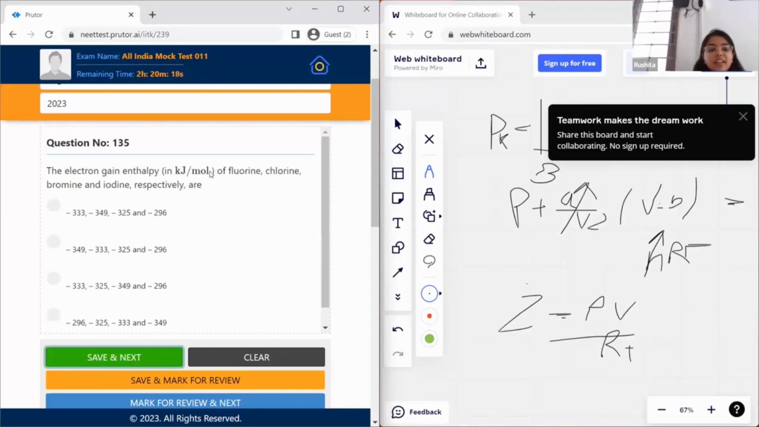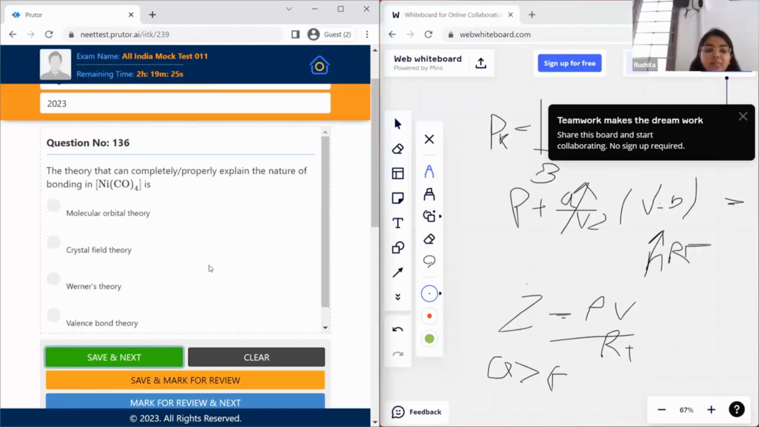Okay. The electron gain enthalpy of fluorine, chlorine, bromine, iodine. There is an exception here. It should increase down the group, but the enthalpy of chlorine is more than fluorine because of the structures of the ions. So chlorine is more than fluorine. So option 2 would be the correct one. Fluorine would have the least enthalpy, and it would increase down the group then symmetrically.